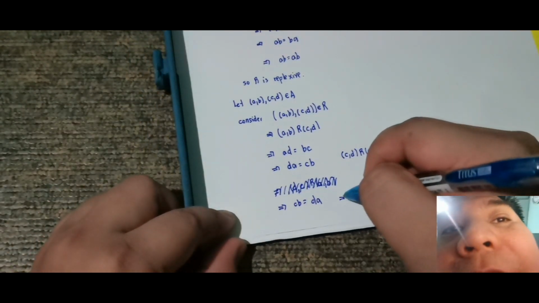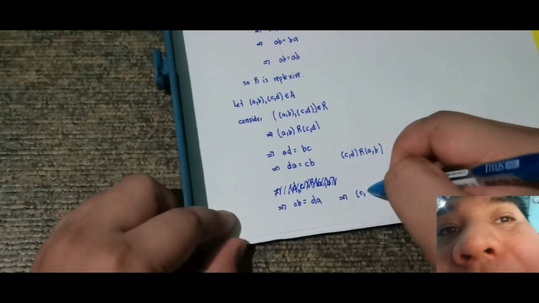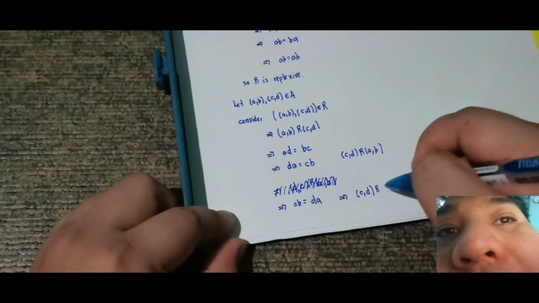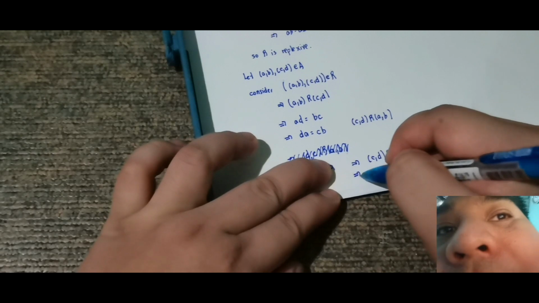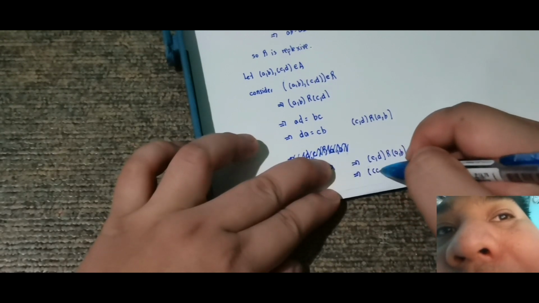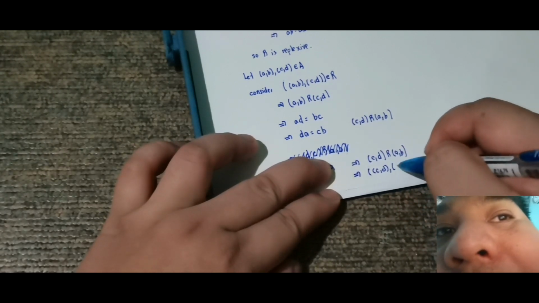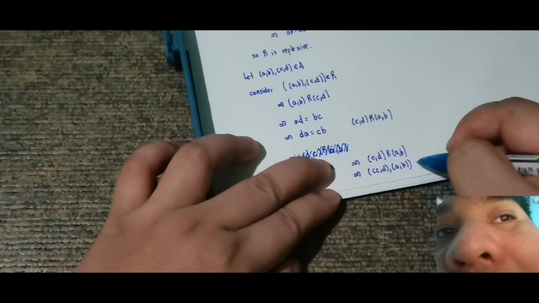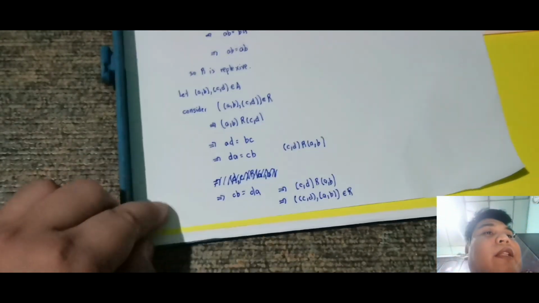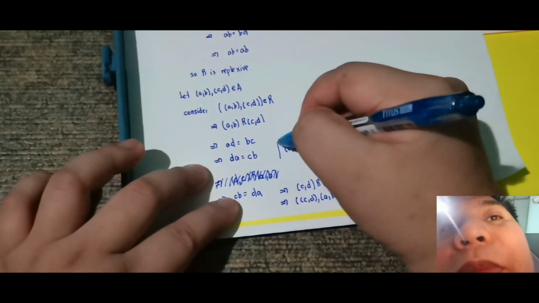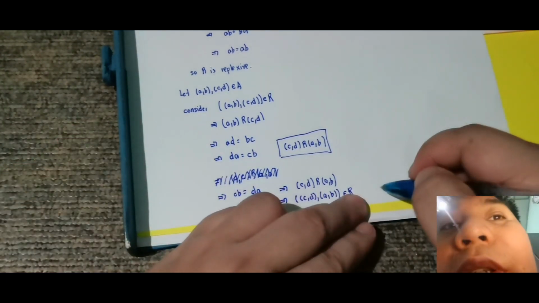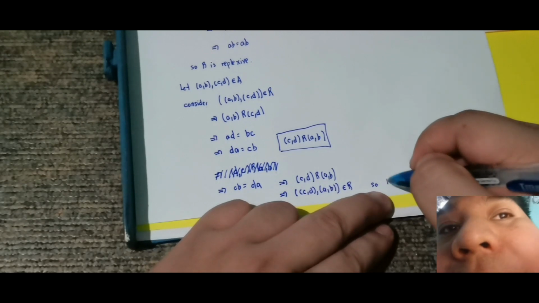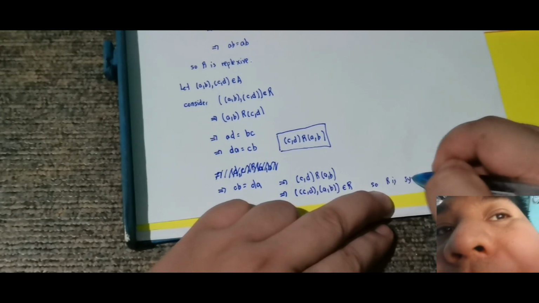So, this implies that CD is related to AB, which implies that (C, D, A, B) is an element of R. Okay, so ginawa ko to para example. Parang tinrace ko lang paano ko makukuha. Kaya nakuha ko tong idea na to. So, R is symmetric.